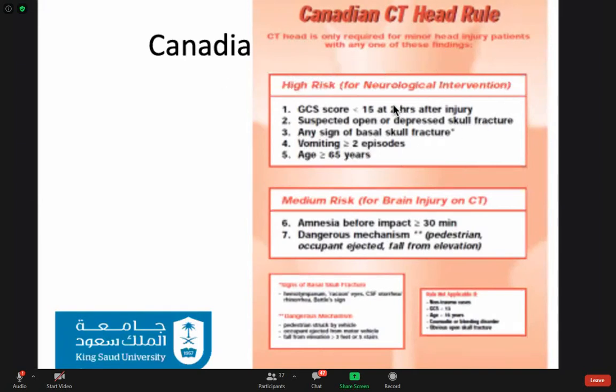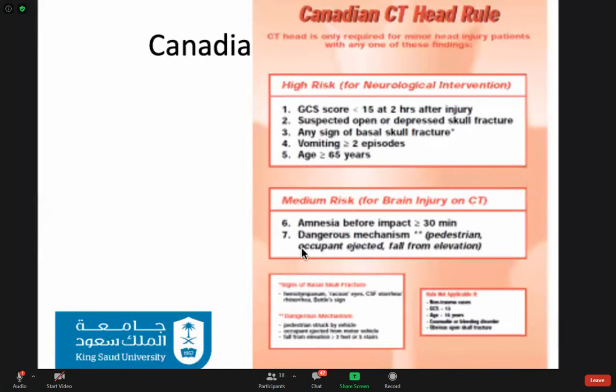So if they have high risk, this means high risk for neurological intervention: GCS less than 15 at 2 hours after, suspected open or depressed skull fracture, any sign of basal skull fracture, vomiting 2 or more episodes, age above 65, meaning that anyone who is 65 or above gets excluded from this and has to get a CT head regardless of what the clinical situation is in the head injury scenario patient.